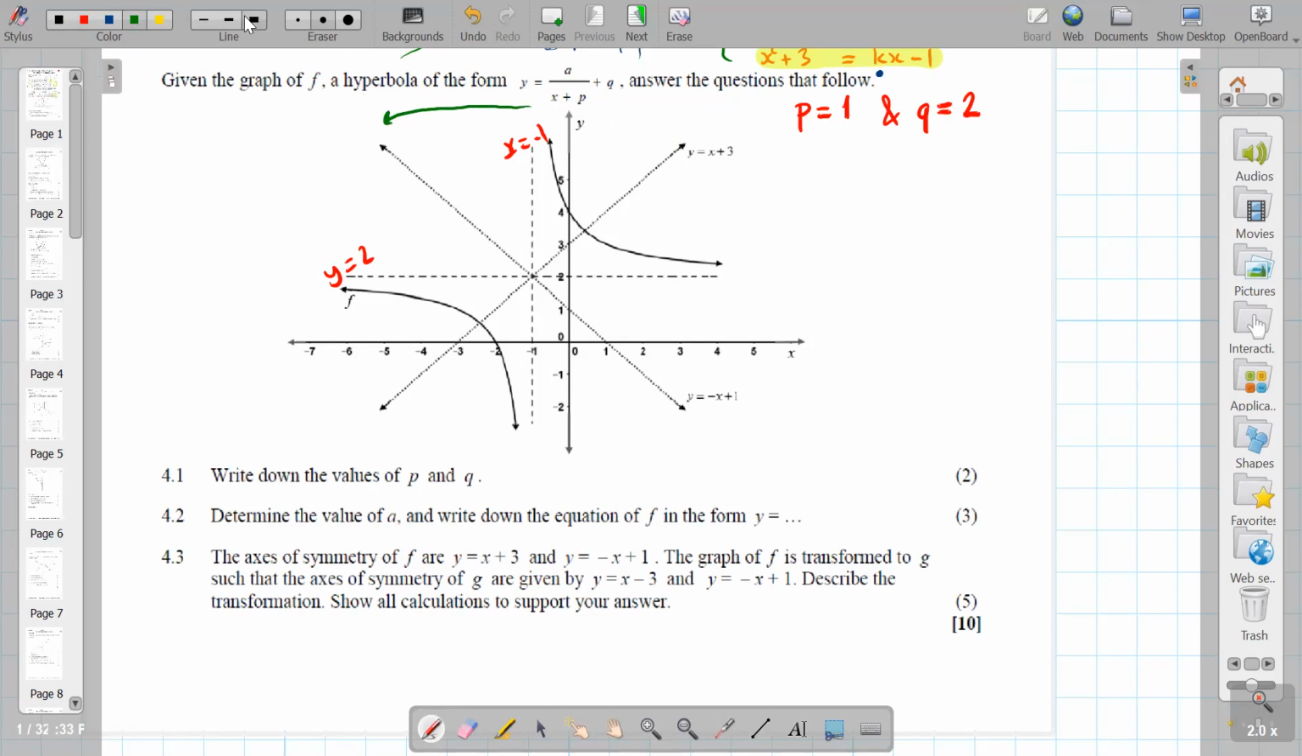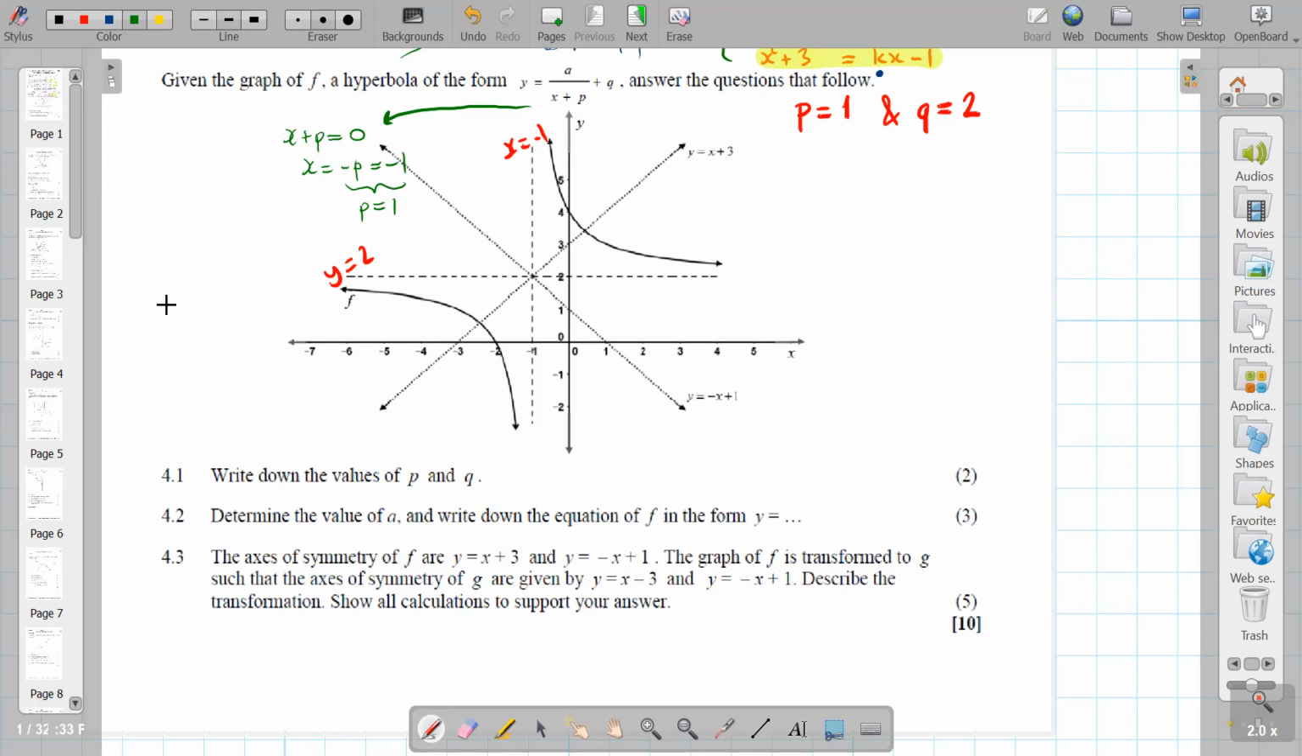You can just say, when do we have a vertical asymptote? When the denominator is 0. So when x is equal to -p. And here we have -p is equal to -1. That's why we say p is equal to 1. I mean, you don't really need to show anything. You just need to write p is 1 and q is 2.